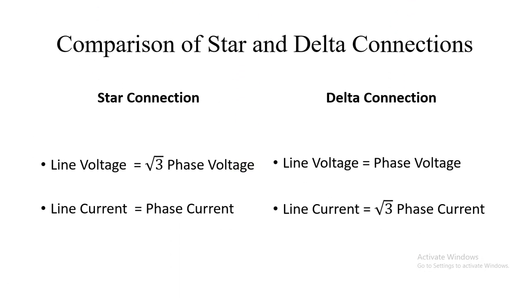So finally, the comparison of star and delta connections. In star connection, the line voltage is equal to root 3 times the phase voltage, and the line current is equal to the phase current. In delta connection, line voltage is equal to phase voltage, but the line current is root 3 times the phase current.